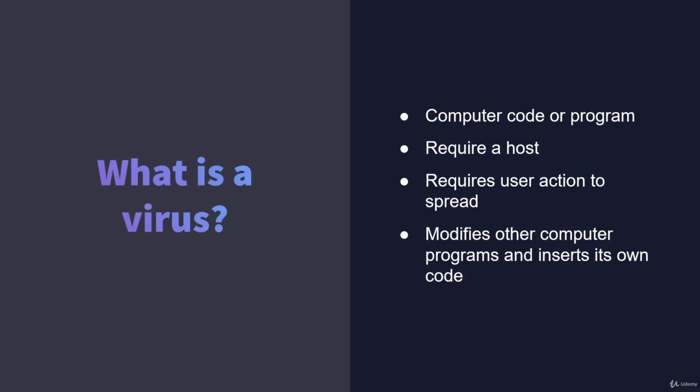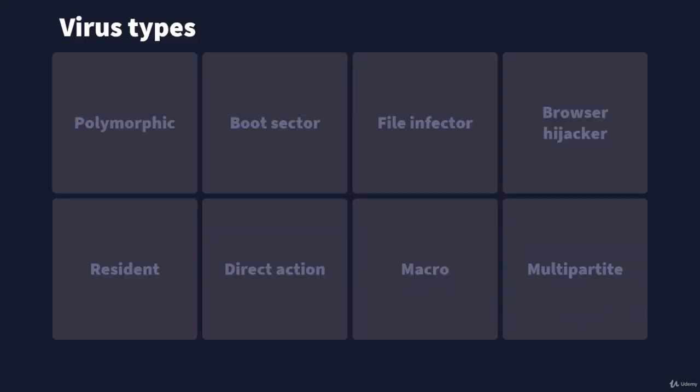Second, a computer virus requires user action to transmit itself from one system to another. Viruses cannot spread without some sort of action from a user, like, for example, opening an infected Word document. And third, similar to a biological virus, a computer virus infects other programs, inserting its malicious code. Now that we know what a virus is, let's have a look at some types of viruses.